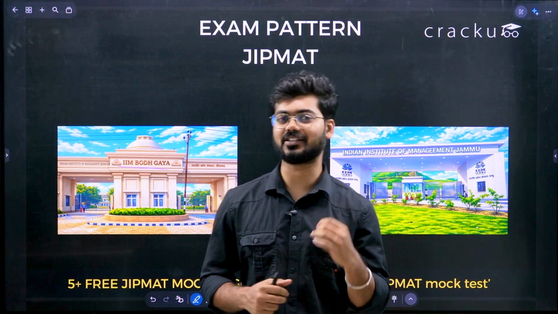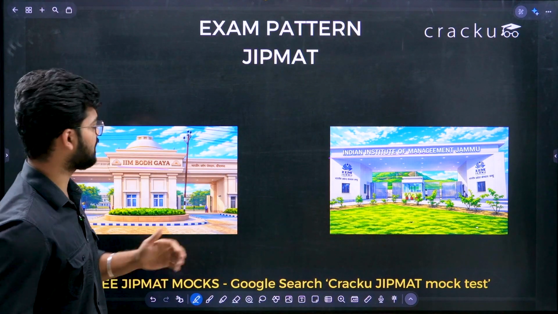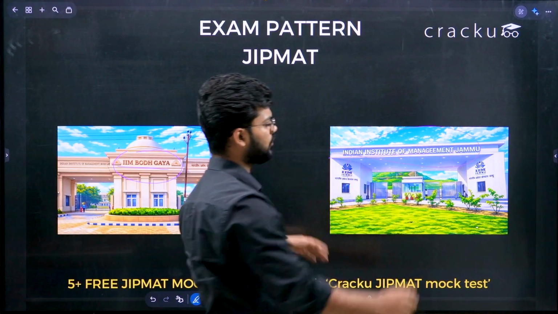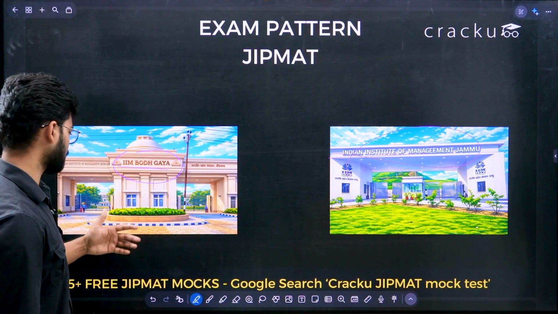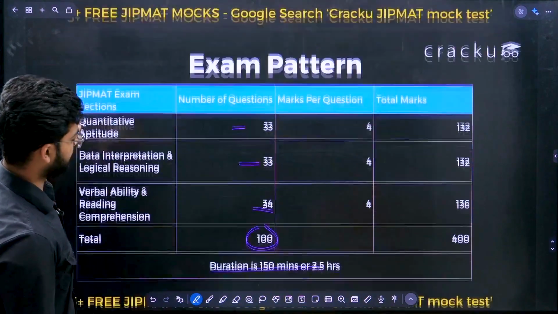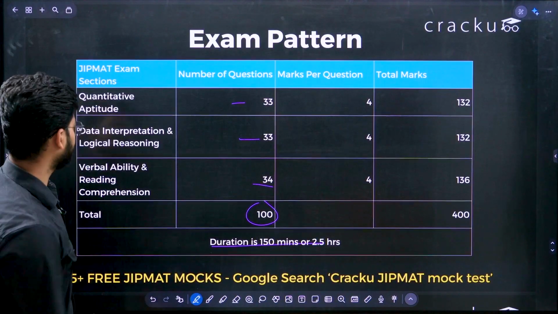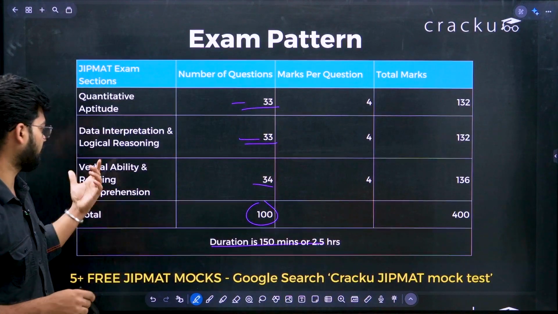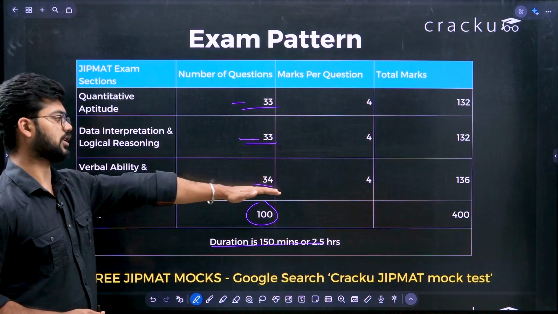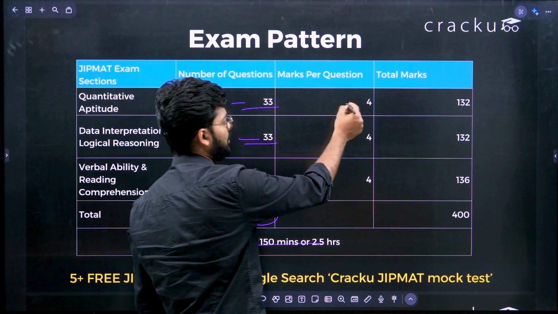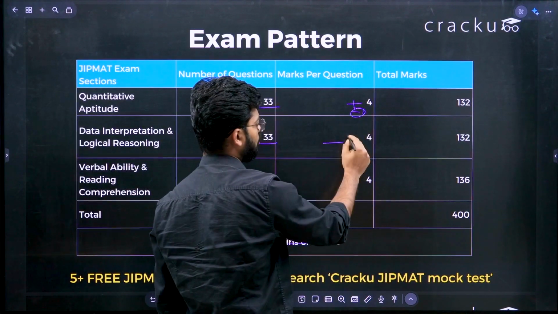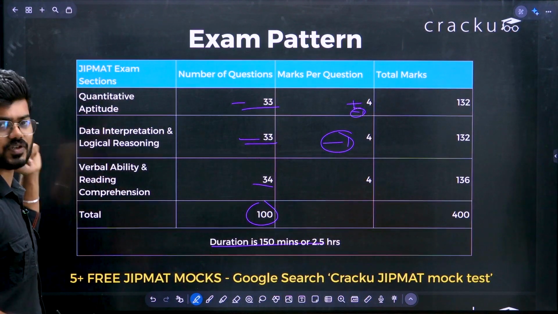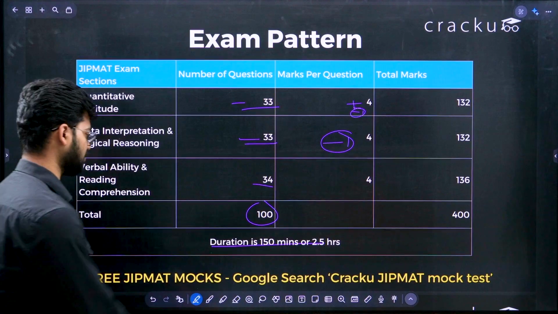So now let's have a look at the JIPMAT exam pattern. So in the JIPMAT exam, you can enter IIM Bodh Gaya and IIM Jammu. In both of these colleges, there are no interviews as such. So let's move ahead. What is actually the exam pattern? In quants you have 33 questions, in DILR you have 33 questions, in verbal ability and reading comprehension you have 34 questions, and the marking scheme is +4 and -1, right? You will get -1 mark for choosing the wrong option in all these because all these are MCQ type questions, and the duration of the test is 150 minutes.